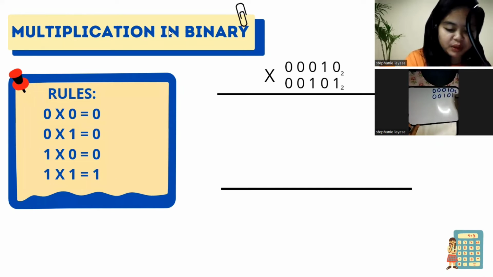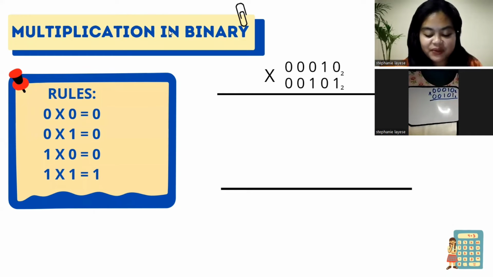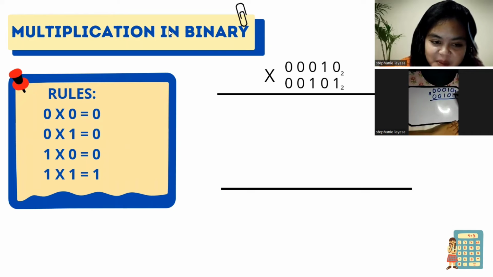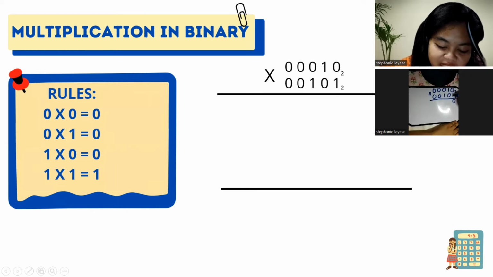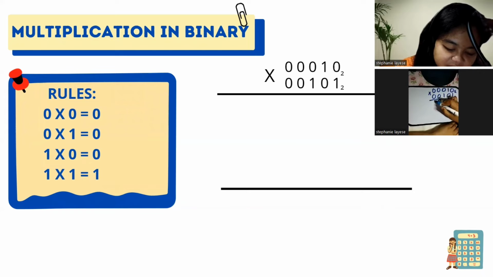All right, I'm almost finished. So let's multiply these values. 1 times 0, we got 0. And then 1 times 1, we got 1. 1 times 0, we got 0. 1 times 0, we get 0. 1 times 0, we get 0.